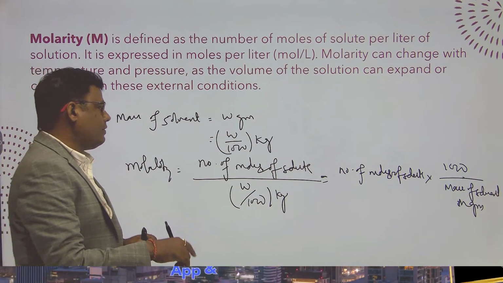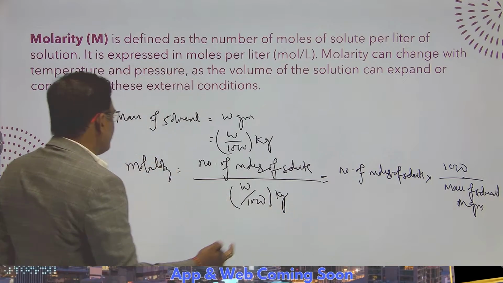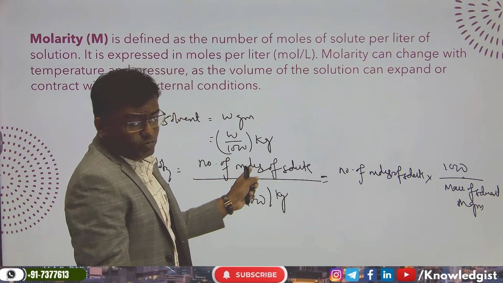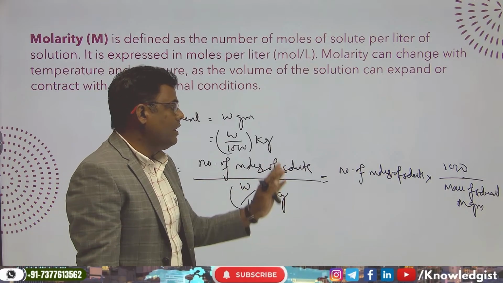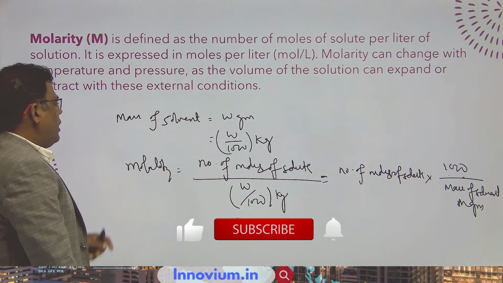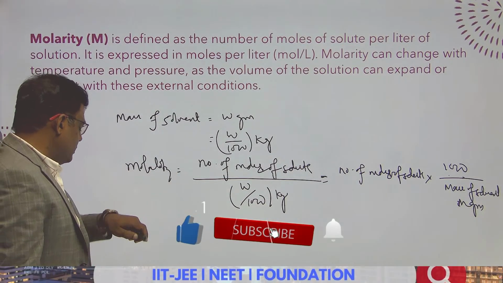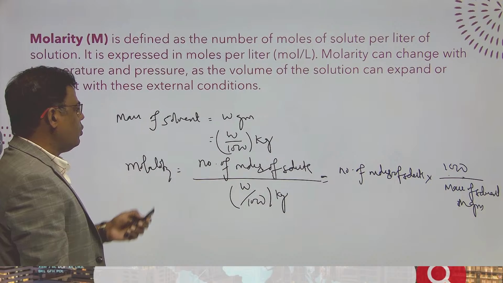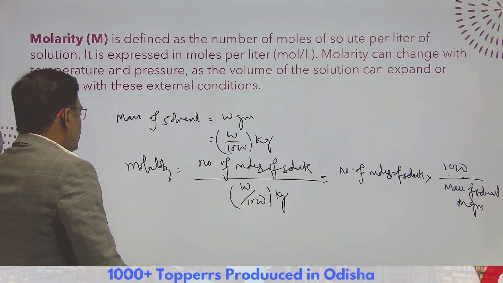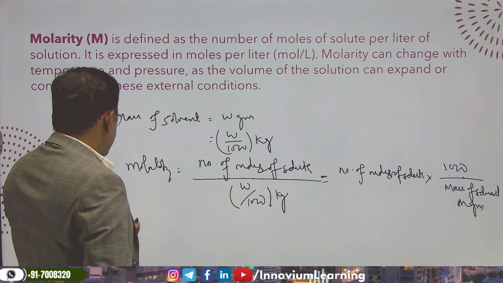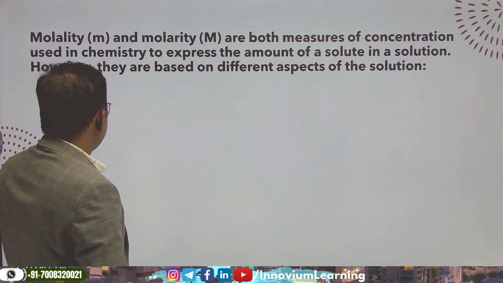Correct? And if it is in kg unit, then simply we use this expression: number of moles of solute by W, which is the mass of solvent in kg. There this quantity 1000 doesn't count. Correct? Now, what is the relationship between these two, molality and molarity? Very simple. So in that relationship, we already discussed one thing.